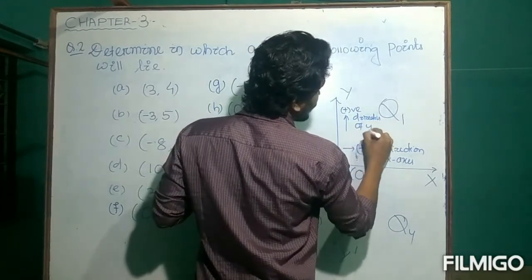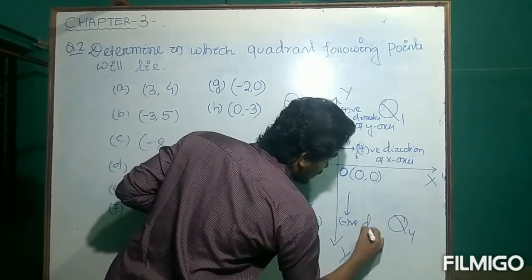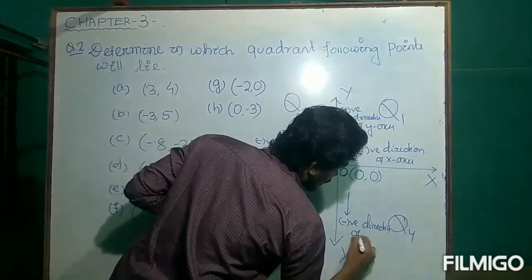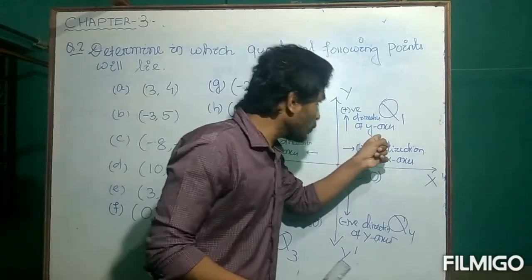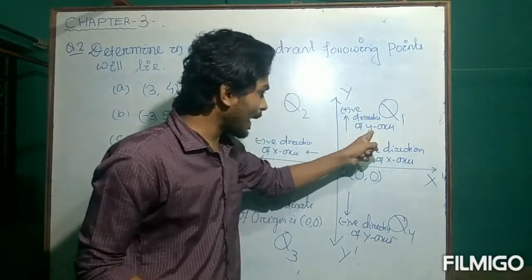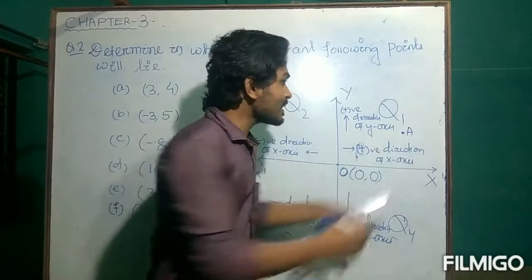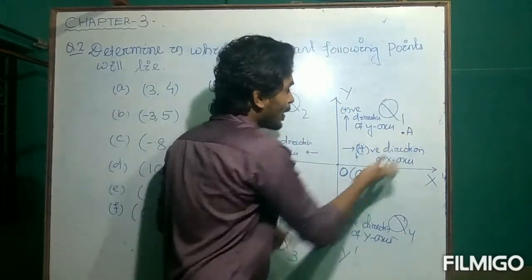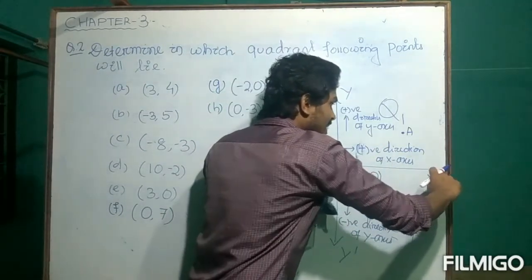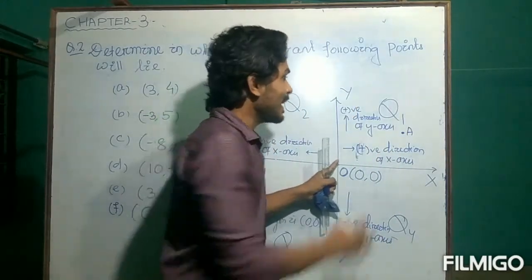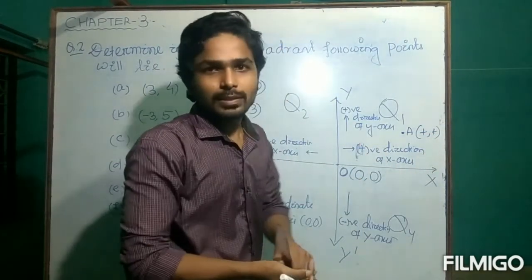Direction of y-axis. And towards the bottom, it is the negative direction of y-axis. Okay? It means if any point is placed at Q1, then it is enclosed by two axes. Say this point is A. If this point is placed in quadrant 1, then it is enclosed by this axis and this axis. This is the positive direction of x-axis, this is the positive direction of y-axis. Then its coordinates must be plus and plus, because x-axis is plus, y-axis is plus.